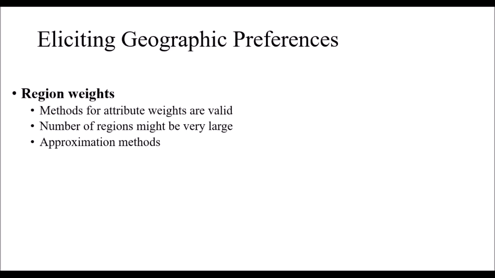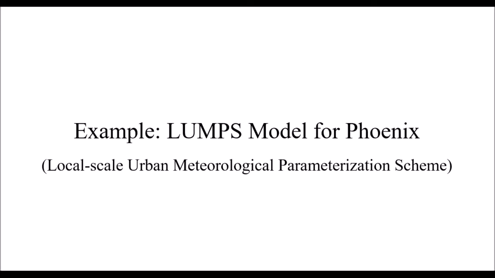Right. So what I want to do next is talk a little bit more about our main example, to which we've applied a lot of this work. It's called a LUMPS model. That's Local Scale Urban Meteorological Parameterization Scheme. I'll tell you in a minute what that actually means, in terms that are a little more understandable to more people.